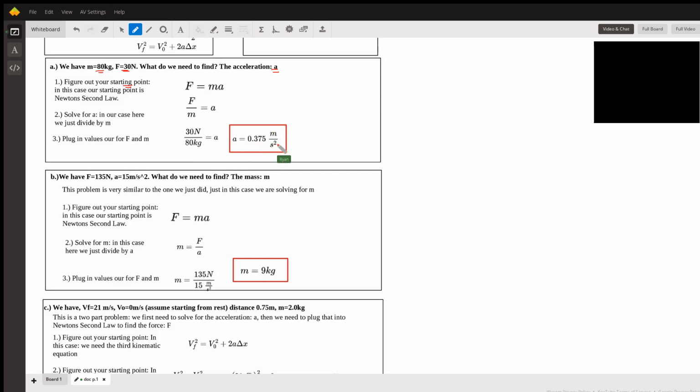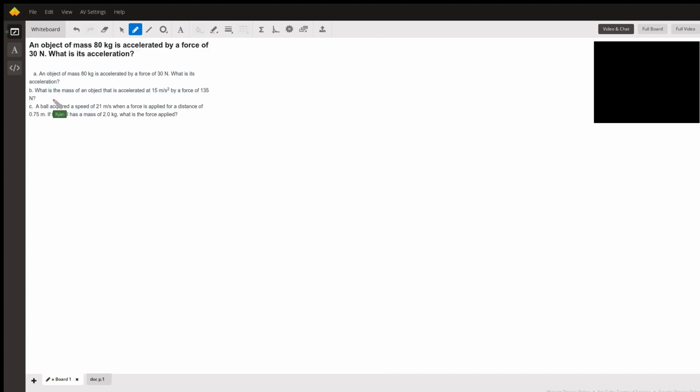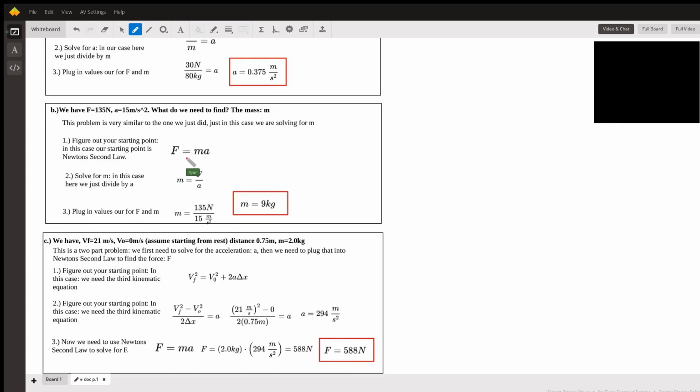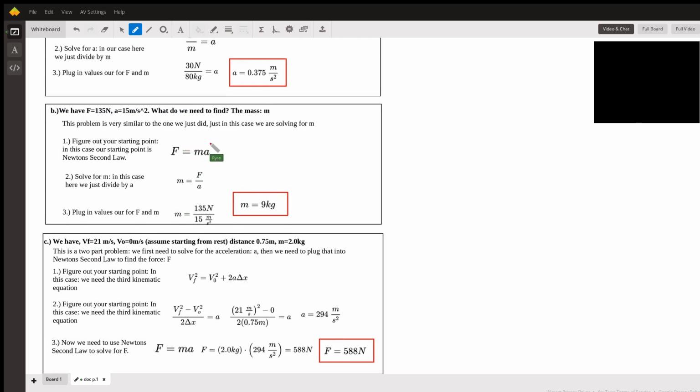second squared. For part B, it says, what is the mass of an object that is accelerated at 15 meters per second squared by a force of 135 newtons? So, going back to our problem, again, we first need to figure out our starting point. Again, in this case, it's F equals ma. But in our case here, we need to solve for the mass, m. So we take the force divided by acceleration, and we'll get our mass, m.